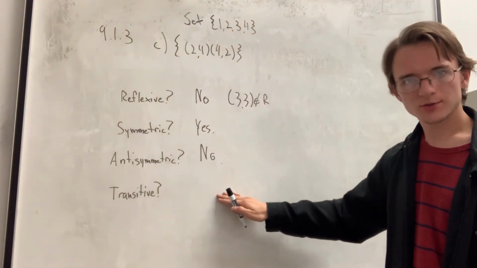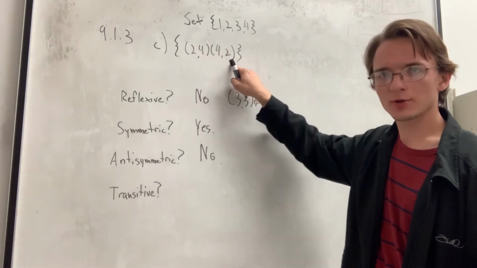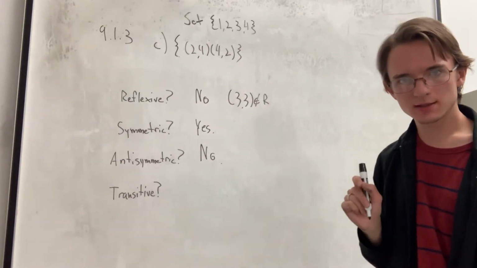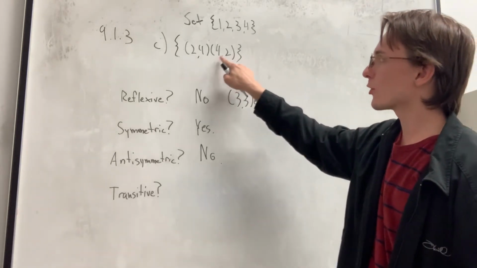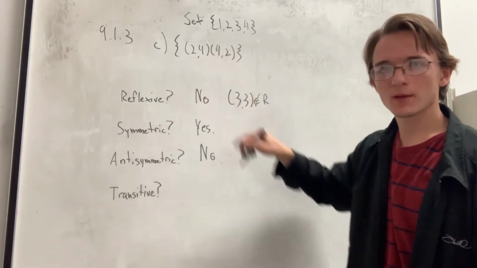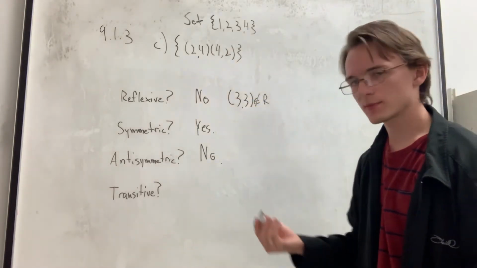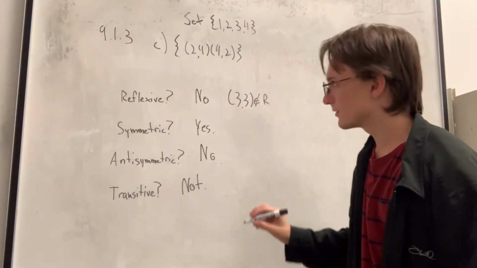It is not transitive, right? We have 2 comma 4 and 4 comma 2. That means that 2 comma 2 should exist as a pairing. It does not. Furthermore, we have 4 comma 2 and 2 comma 4. That also means that 4 comma 4 should exist as a pairing. So by counterexample, it's not transitive, right?